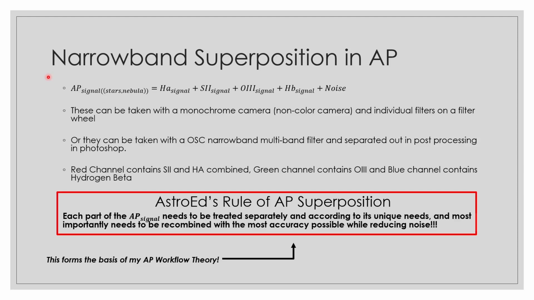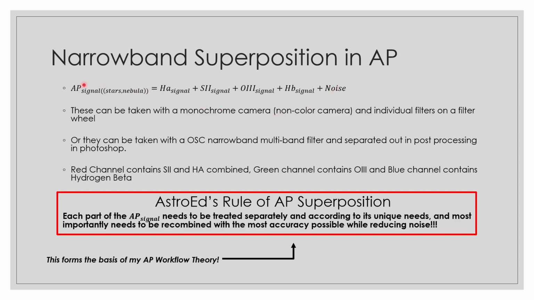Narrowband superposition in AP: let's take our AP signal again, but now let's think of it in terms of our narrowband data. Our AP signal is a function of stars and nebulas, right? We have stars and nebula data in it. This goes the same with galaxies. Maybe you're not doing narrowband, it's a broadband signal, but you still have photons from nebulosity and gases within the galaxy and stars. So either way, our AP signal is composed of stars and some form of nebula data. And that can be represented with respect to narrowband imaging as some H-alpha signal, some sulfur-2 signal, some oxygen-3 signal, some H-beta signal, and noise.